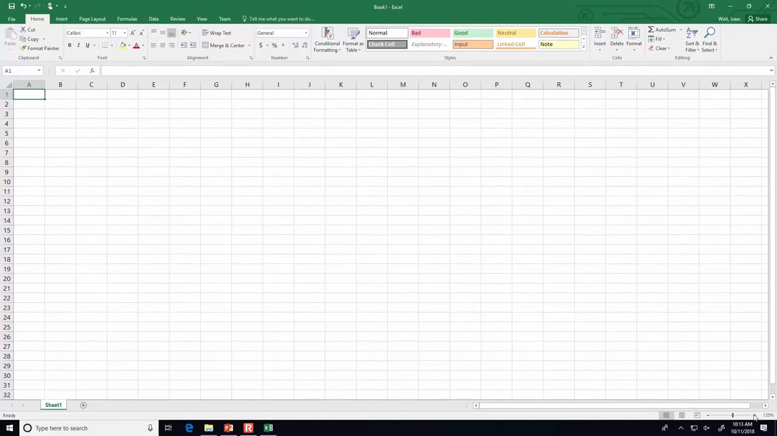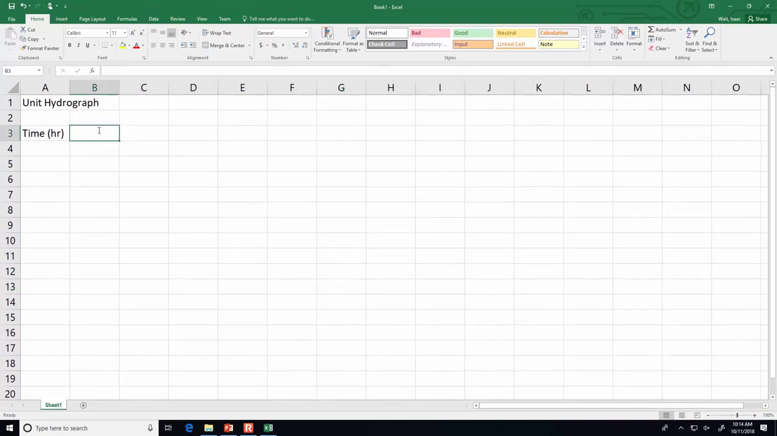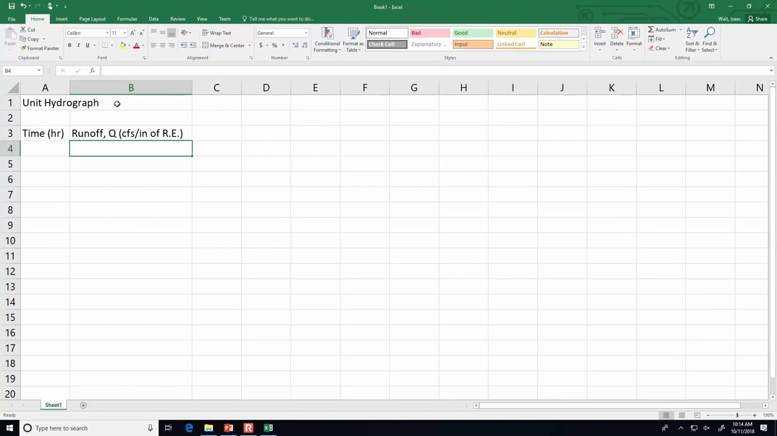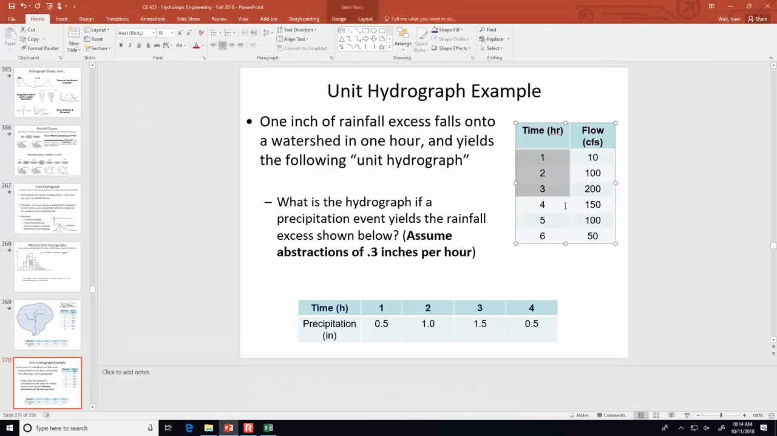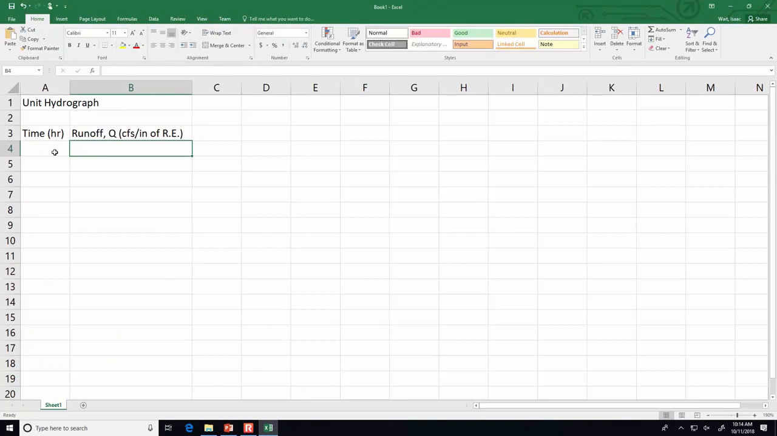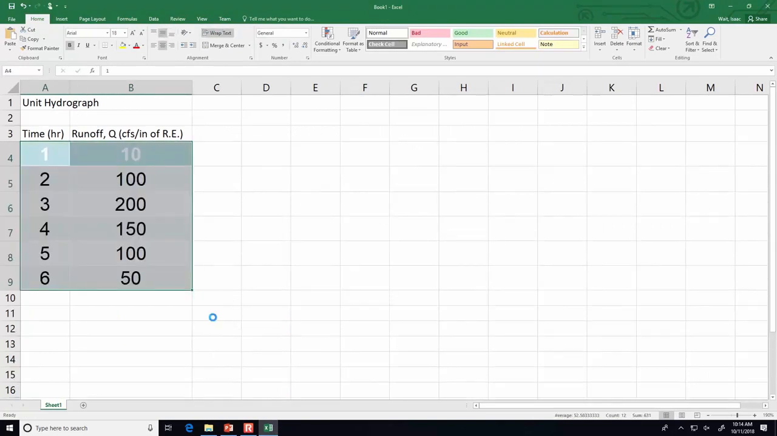Okay, so first of all, let's get the unit hydrograph in Excel. So unit hydrograph, and we have the time in hours, and then the runoff. And the units of that is CFS per inch of rainfall excess. Okay, so runoff Q, the units is CFS per inch of rainfall excess. And let me just copy and paste that over. This was our unit hydrograph. You can't copy and paste, you have to type.